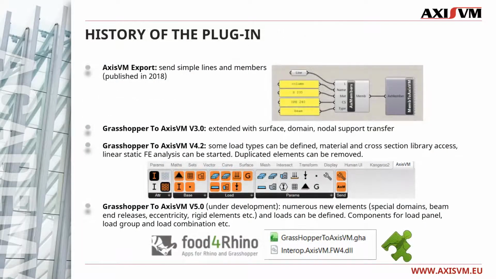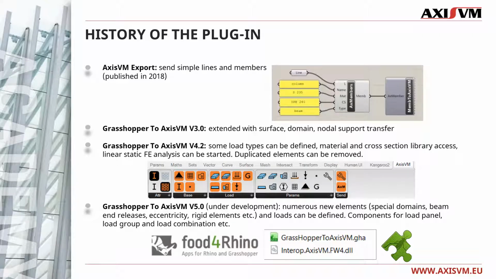In this section, I'm going to talk about the Grasshopper to AxisVM plugin. The first version was published in 2018. It provided practically 2 components, and it was able to transfer simple lines and members like beam elements into AxisVM. The next version, called V 3.0, has already been able to send surface elements, domains, and set nodal supports in AxisVM.